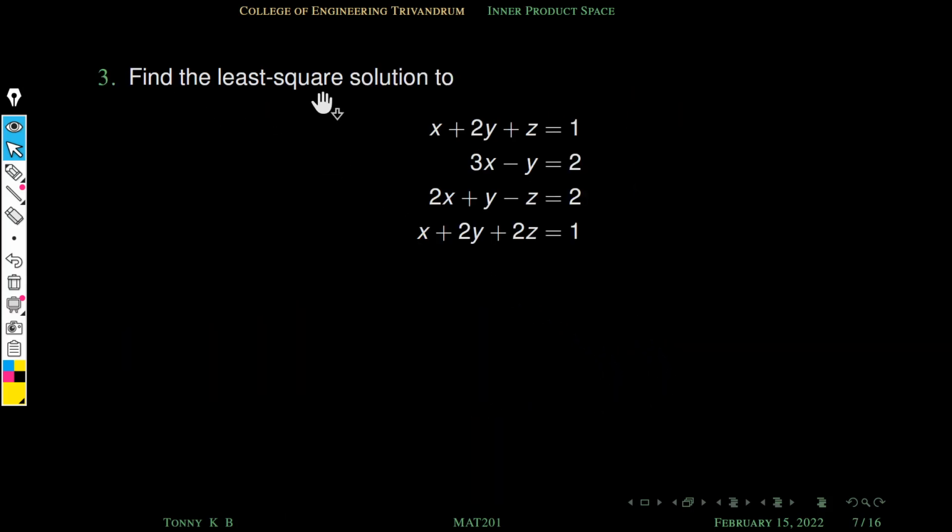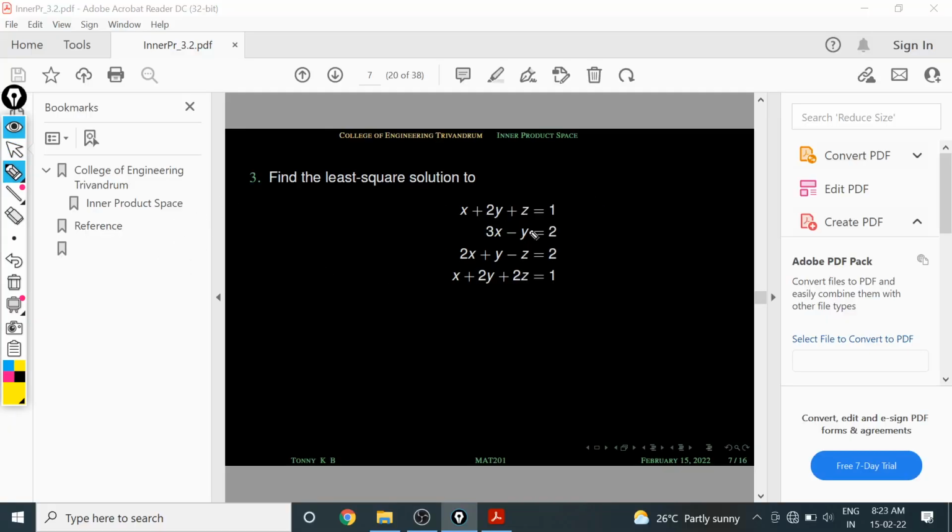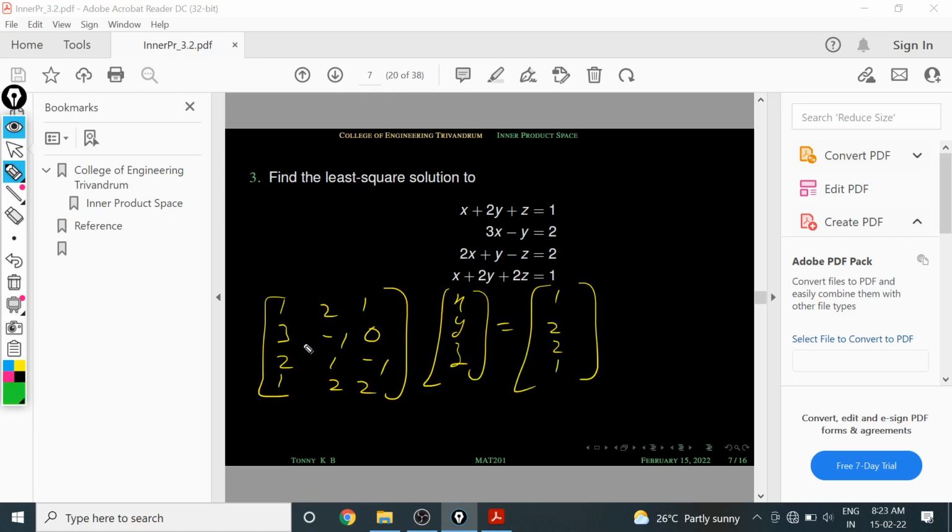And one more problem: find the least square solution to the system. Actually, this system is inconsistent. So you have to form the matrix equation of the system. This is the matrix representation of the system. This is our A, this is our X, and this is our B. This system is inconsistent, so we have to find the best solution using our method of least squares. How to find the best solution? By solving the normal equations A transpose A x is equal to A transpose B.